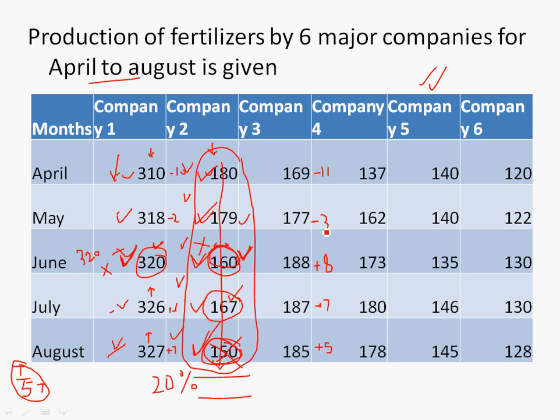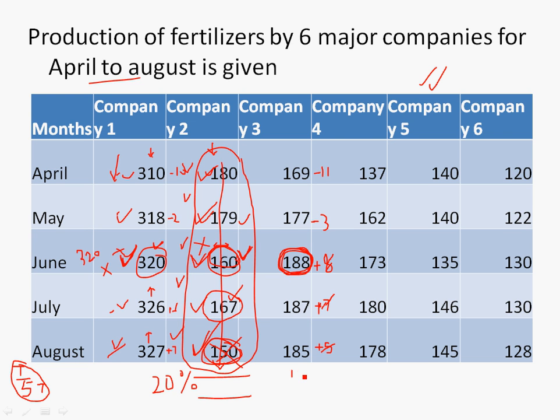So -11, -14, right? This would become +15, +20, right? So 20 - 14 is 6. So average is approximately 181, right? So June is 188. So we have to check whether it is greater than 25%, right?